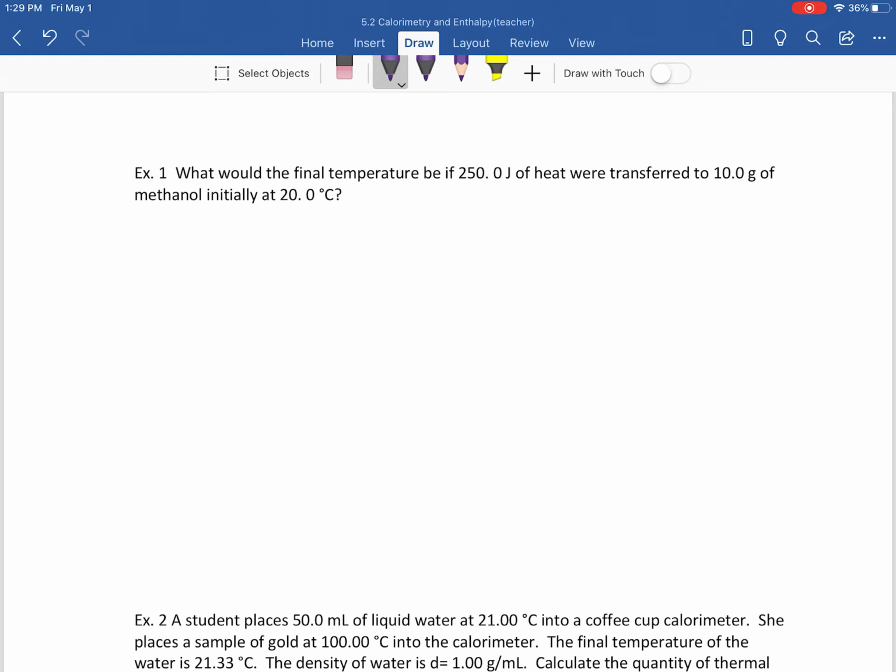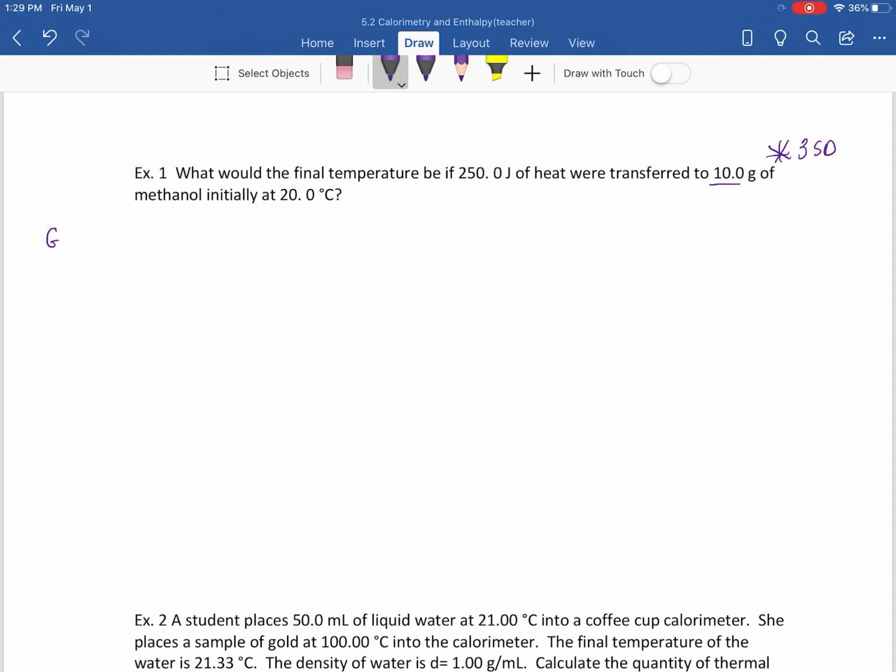All right, so what would be the final temperature if 250.0 joules of heat were transferred to 10.0 grams of methanol initially at 20 degrees Celsius? So I just want to remind you of grade 11 stuff. This is my least significant digit, so my answer is going to end up being in 3 sig digs.